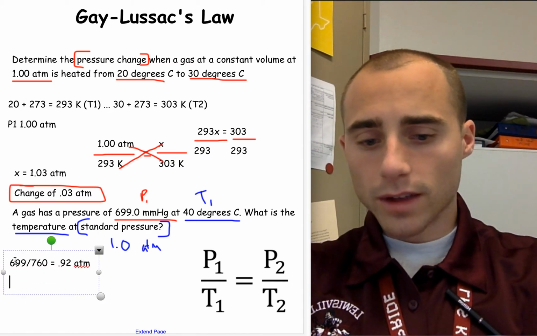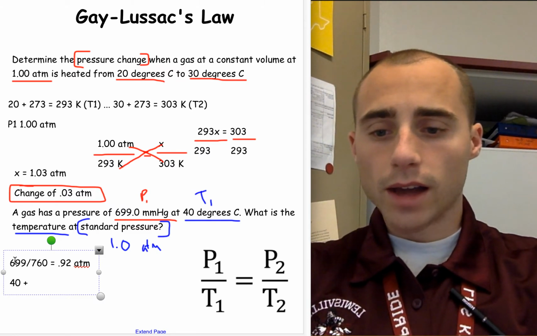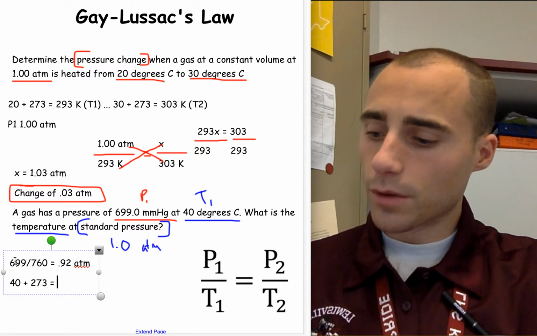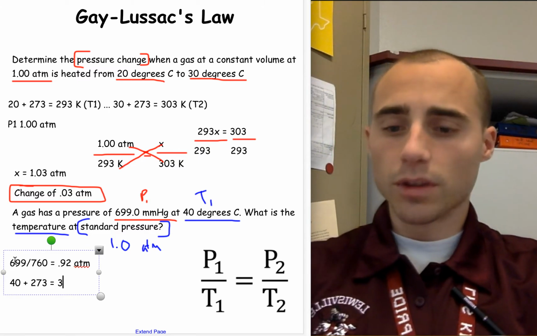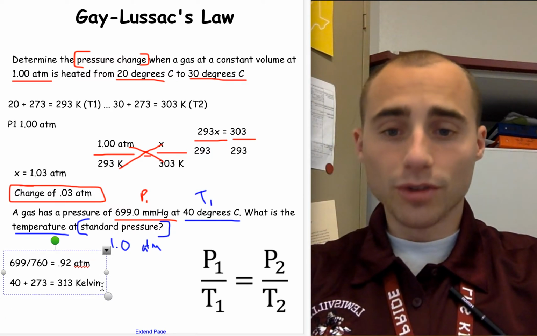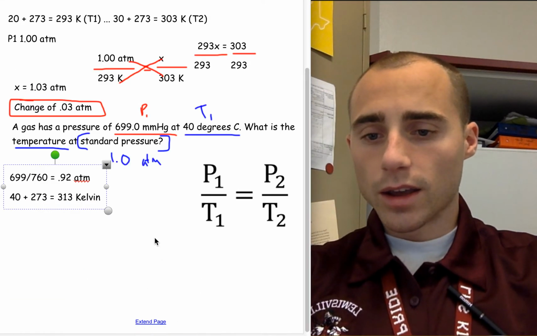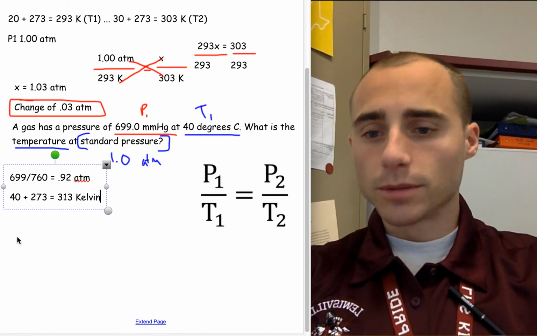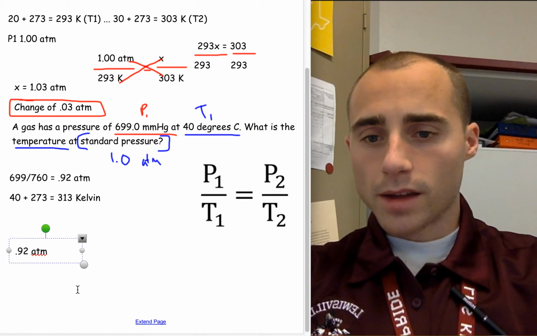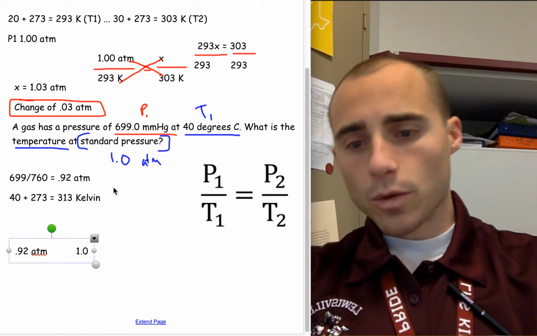And then 40 degrees Celsius plus 273 to get to Kelvin. So 273 plus 40, always good to check your work, 313 Kelvin. So this right here is our temperature 1, and this is our pressure 1. Now let's go ahead and work out the problem. So pressure 1 is 0.92 atm. Now what was our pressure 2? It's standard pressure, so that was 1 atm.